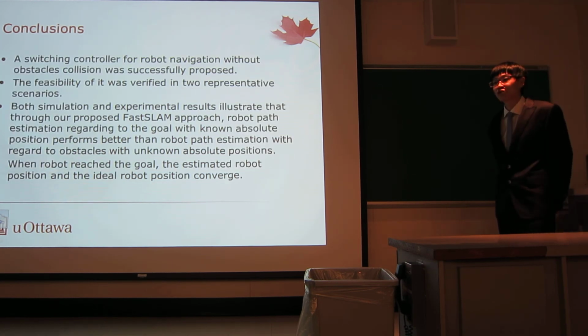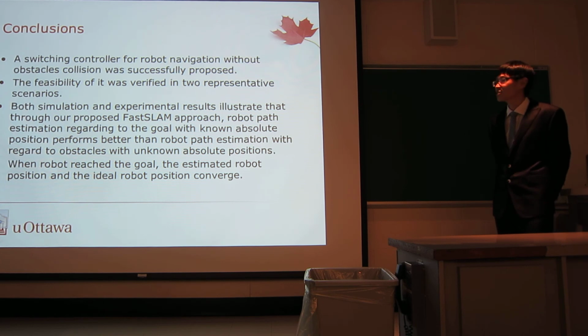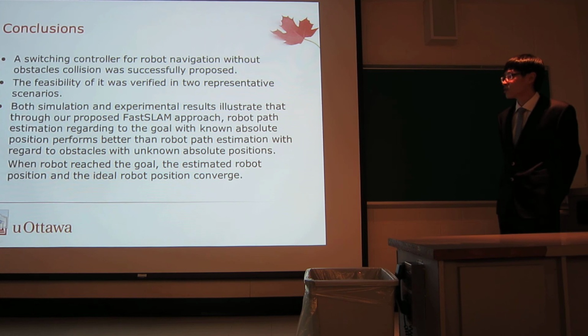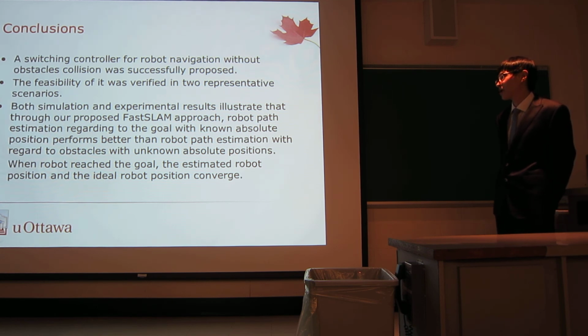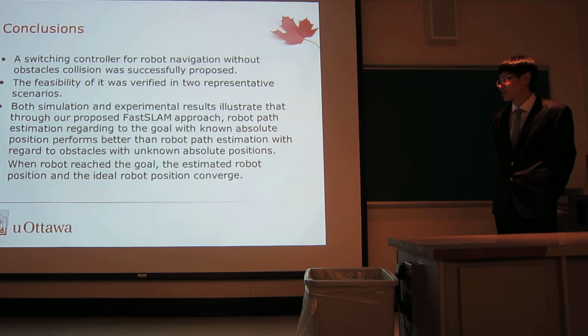Conclusions. In our research, a switching controller for robot navigation without obstacle collision was successfully proposed, and the feasibility of it was verified in two typical scenarios. Both simulation and experimental results illustrate that through our proposed approach, robot path estimation regarding the goal with known absolute position performs better than robot path estimation regarding the obstacle with unknown absolute positions. And finally, when the robot reached the goal, the estimated robot position and ideal robot position converge in the end.